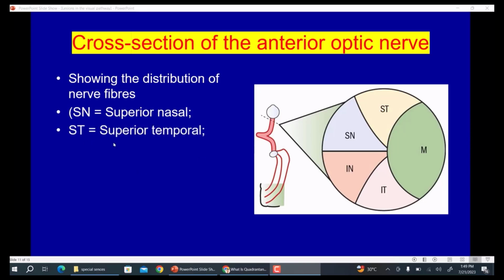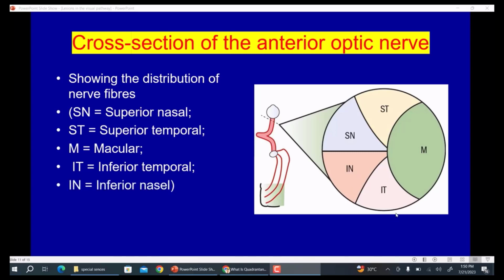ST is for the superior temporal retina. These fibers carry information from the superior aspect of the retina. M is for the macular portion of the retina. IT is inferior temporal, which is the inferior temporal part of the retina, and IN is inferior nasal.